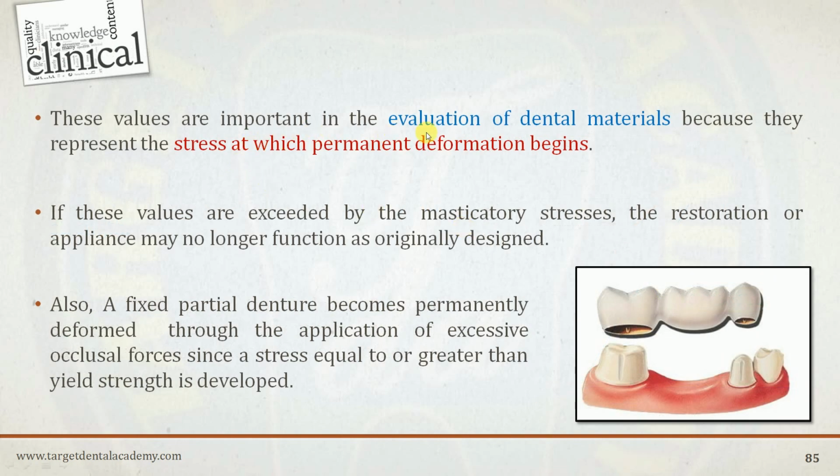These values are important in the evaluation of dental materials because they represent the stress at which permanent deformation begins. If the values are exceeded by the masticatory stresses, the restoration or the appliance may no longer function as originally designed. Also, an FPD becomes permanently deformed through the application of excessive occlusal forces, since a stress equal to or greater than the yield strength is developed, and the bending, or you can say the flexural stress, becomes more prominent in your FPDs.